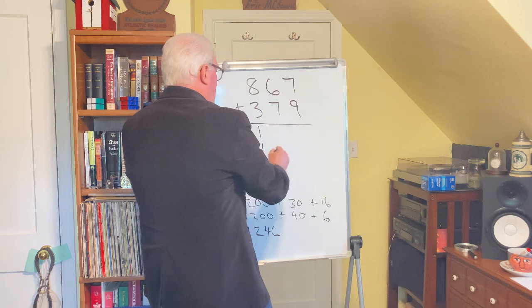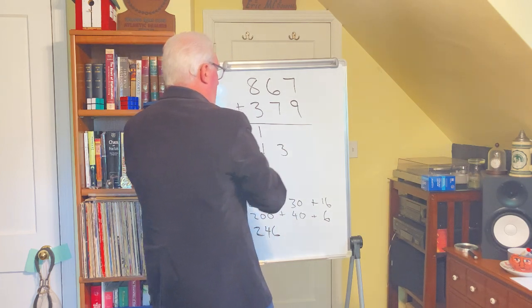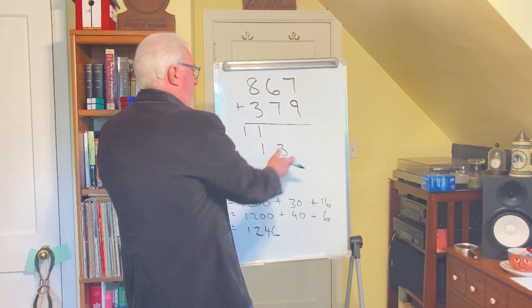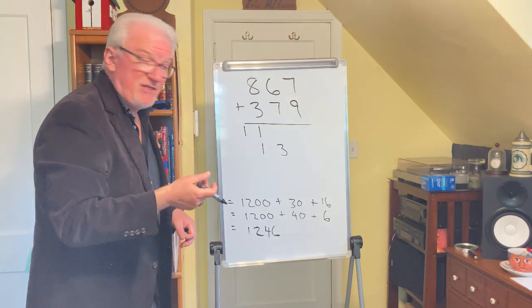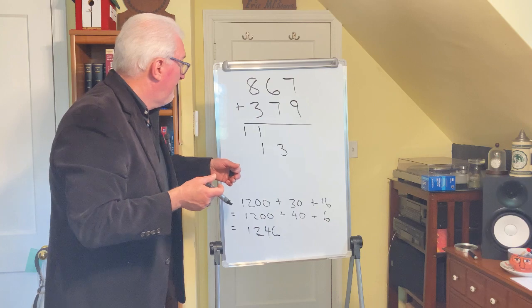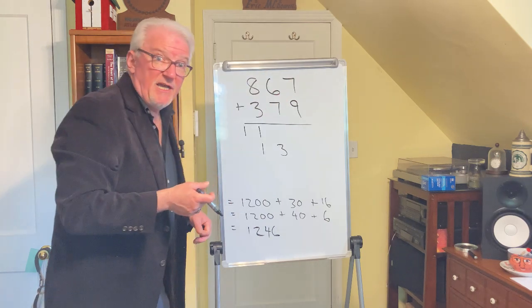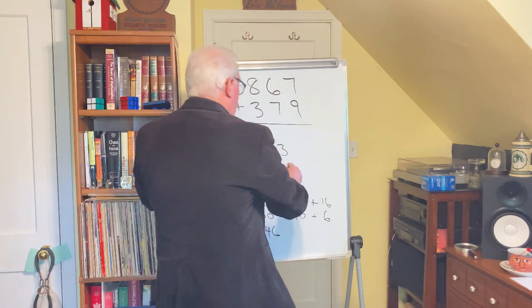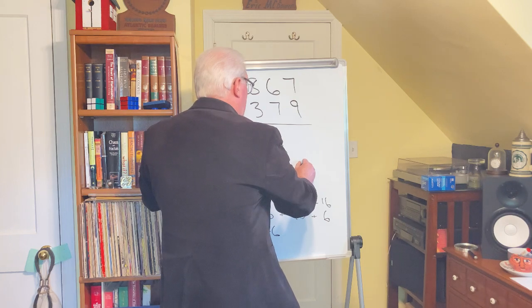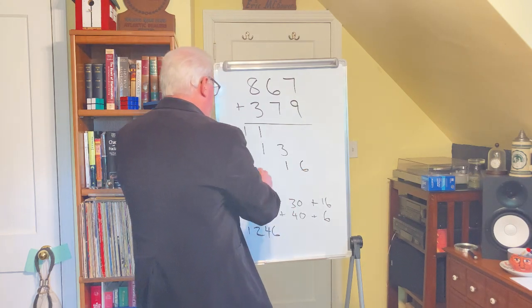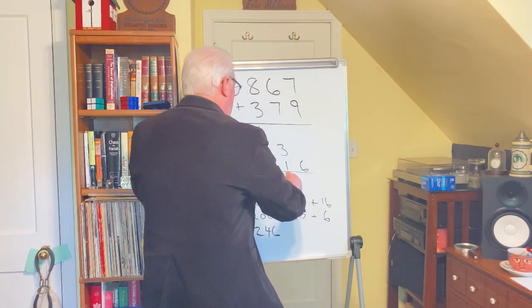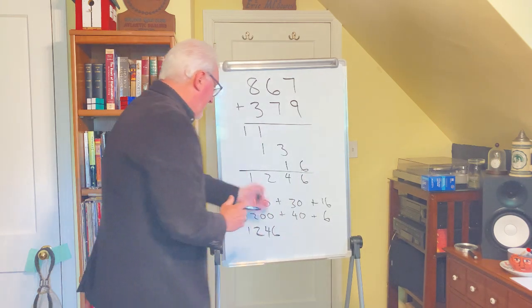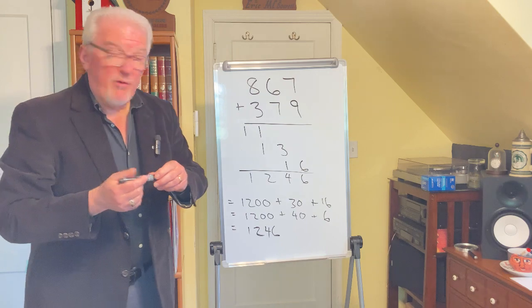So 1, 3, 130. Don't really need to write that 0 down. Just imagine it's there. Write it if you like. 7 and 9 is 16. Write the 1, write the 6. And then as a final answer, I have 1, 2, 4, 6 as my final answer. And of course, that is the answer we got before.